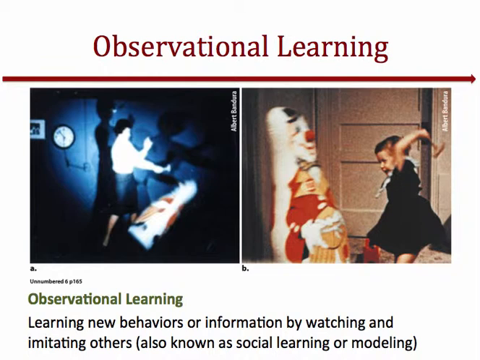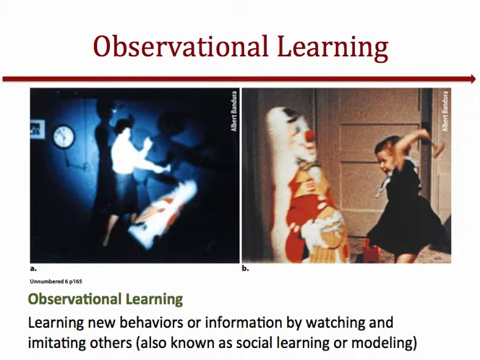Observational learning, this gets at the social aspect of learning, is when learning new behaviors or information occurs by watching and imitating others. Okay, this is also known as social learning or modeling. Whatever you call it, they all reference the same thing, and these pictures here represent a very classic study in psychology conducted by a psychologist named Albert Bandura.